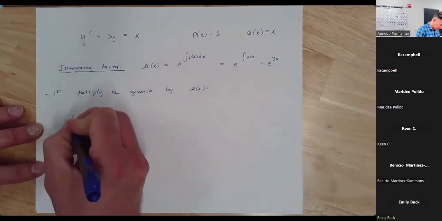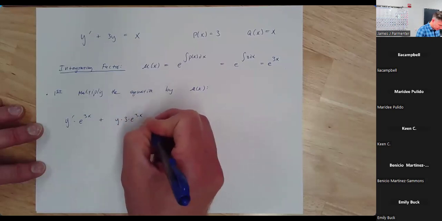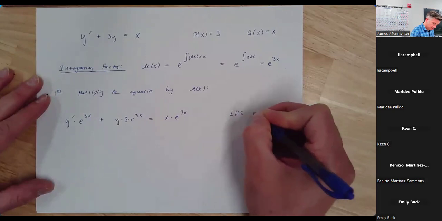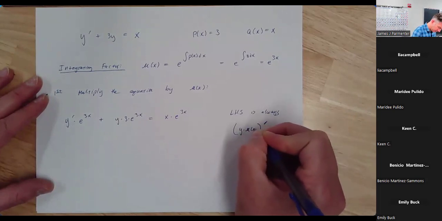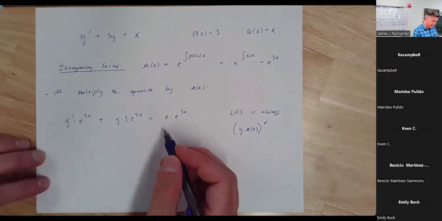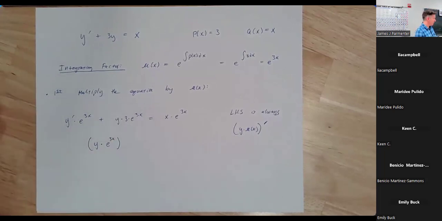So we're going to get y prime times e to the 3x plus y times 3 times e to the 3x equal to x times e to the 3x. Here's the reason why this is great. Whenever you do this, the left-hand side will always end up being the derivative of a product of two functions. Always. In fact, this left-hand side is always the derivative of y times your integrating factor. So in this case, we can rewrite the left-hand side as, check this out, the derivative of y times e to the 3x, our integrating factor.